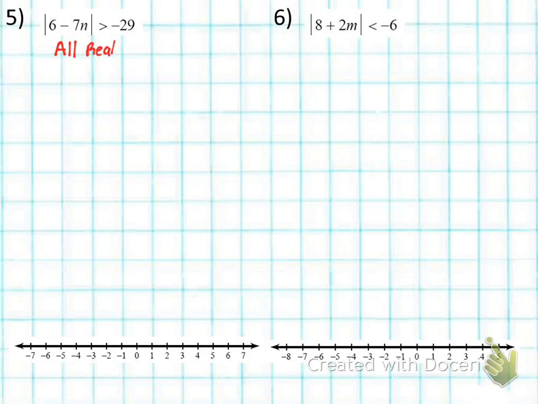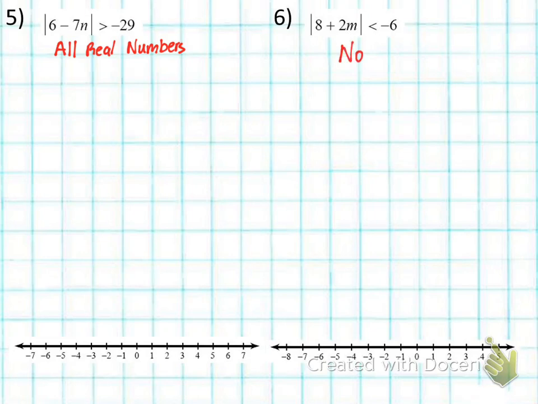Okay? Let's look at number 6 now. So on number 5, your answer is all real numbers. Number 6, absolute value of something. What does this number have to be? Positive. Is positive ever less than a negative 6? No, it's never. So since that's the case, there's not a number you could put in here that'll make this true. So the answer is no solution.